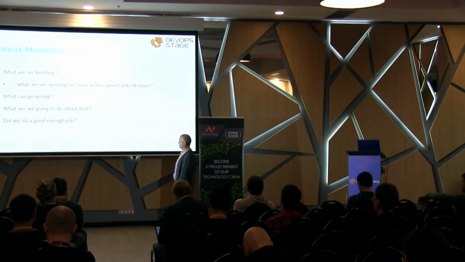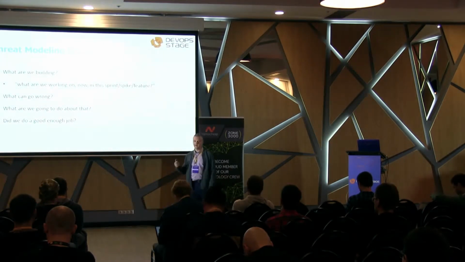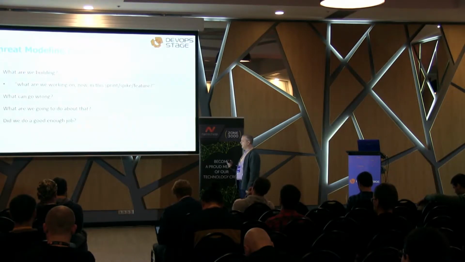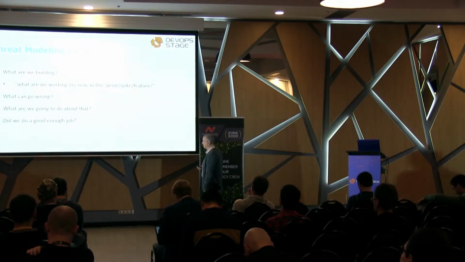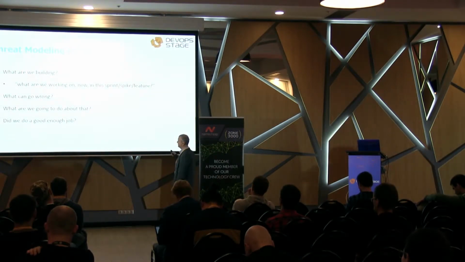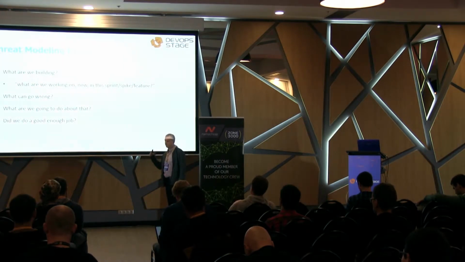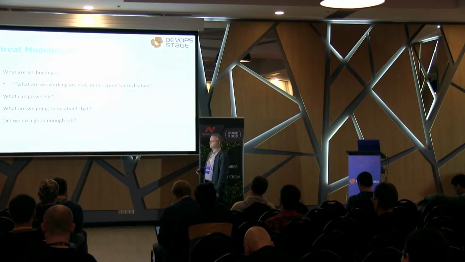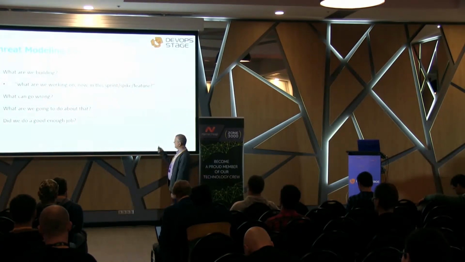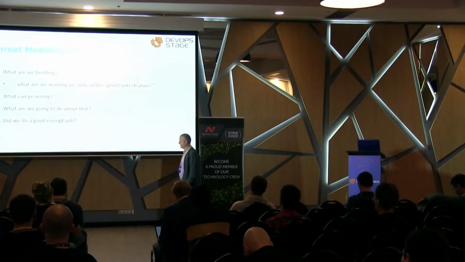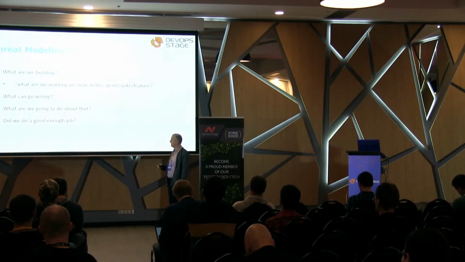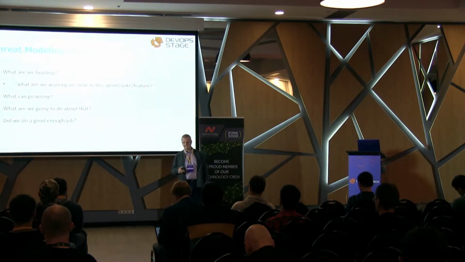The next question is what can go wrong? Actually, to find all the threats and abuse cases we have. The next one is what are we going to do about that? So we need to think about how we can protect our system, what countermeasures we should implement, or maybe we need to buy something. And the last one is, did we do a good enough job? It's a kind of test for our process. So maybe we need to change our methodology, who is involved in this process, and so on.